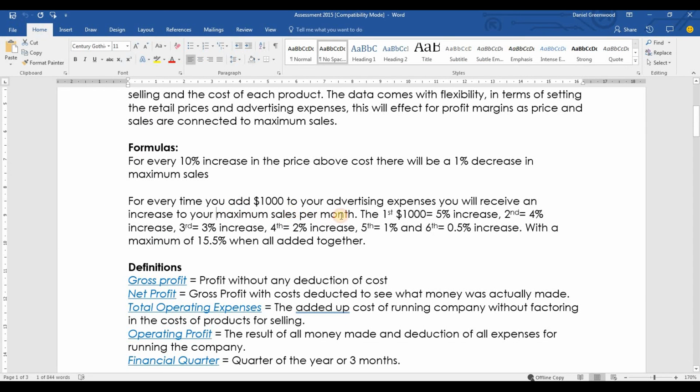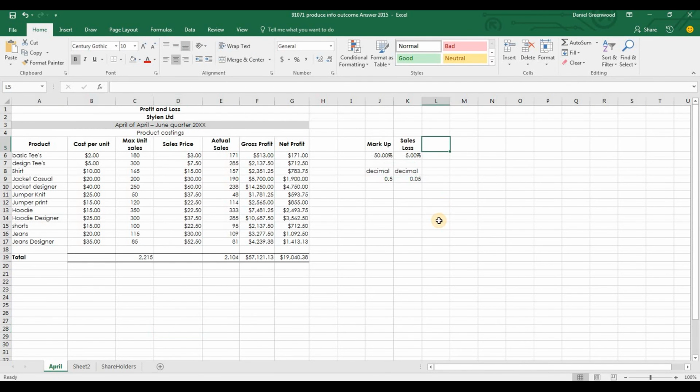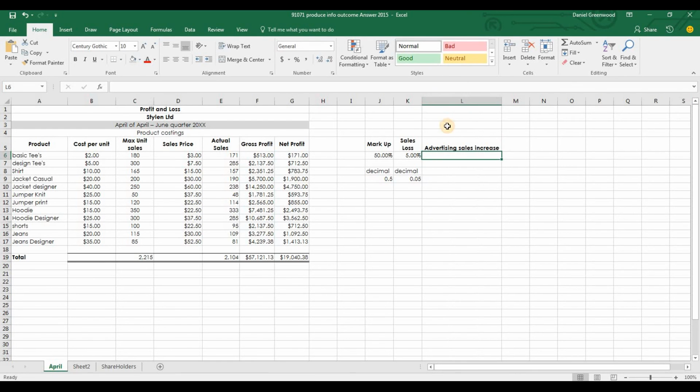And it says it affects your maximum sales per month. So if I go here, and I go something that makes sense, like advertising sales increase. That is not on wrap text, so I'll wrap text that. There you go. And I know that's 15.5%, which is not formatted as a percentage, so I'm just going to say 15.5 again. Right, okay.